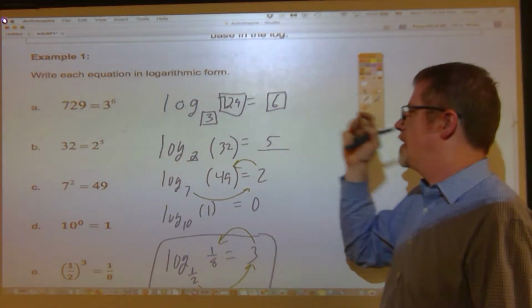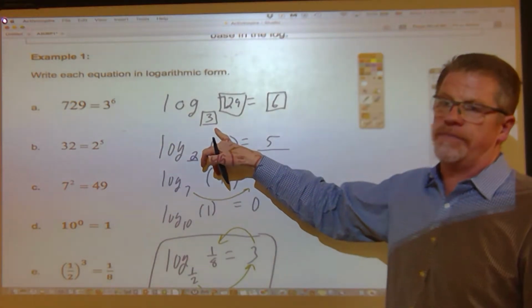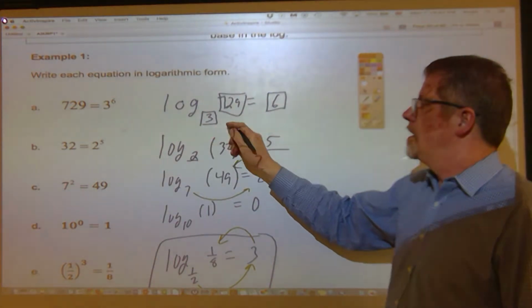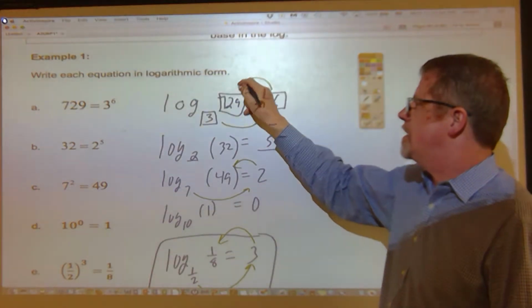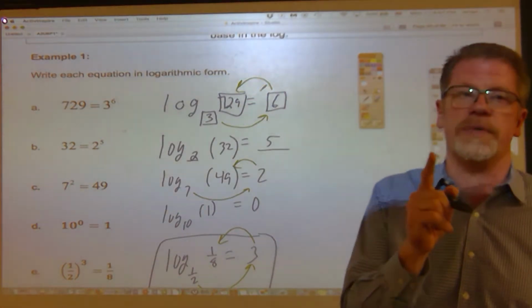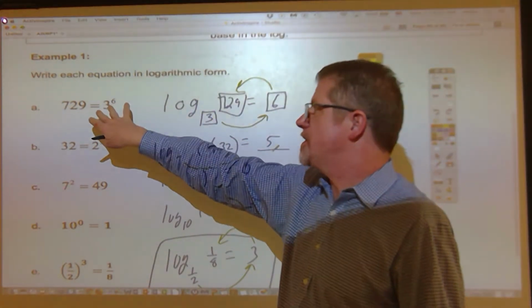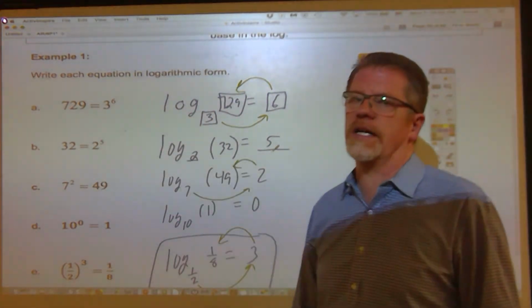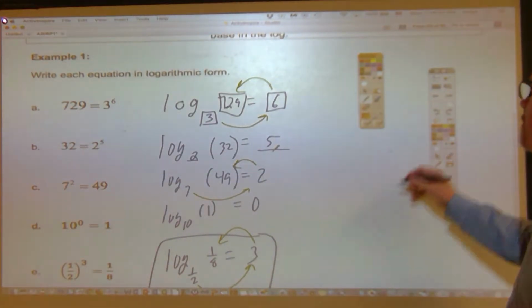Draw the arrows up on letter A. Draw both arrows, always starting with the base. After you draw the arrows, you can say 3 to the 6th power is 729. That's a way to check to make sure that your log form matches your exponential form. Do you have any questions on example 1? All right, let's turn the page.